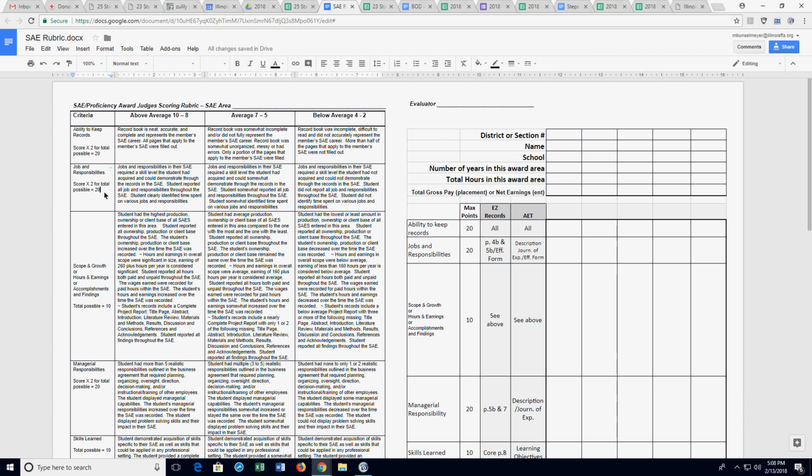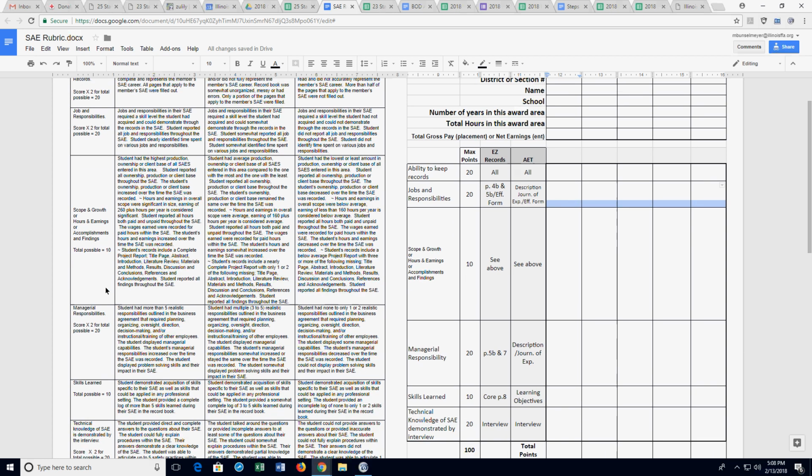You're going to do the same thing for jobs and responsibilities. You're going to review this information for above average, average, and below average, determine the score that you would give them out of that range, multiply that score times 2, which gives you your number, and then place it in the appropriate column in the row for jobs and responsibilities.